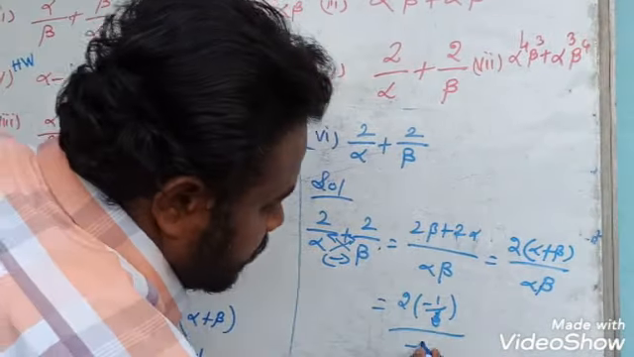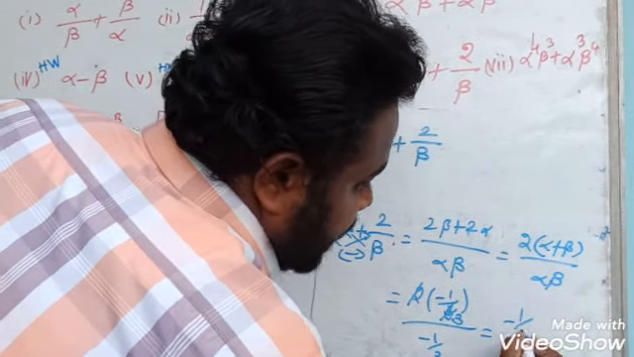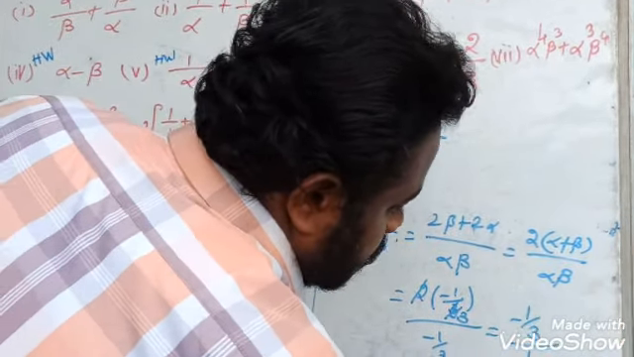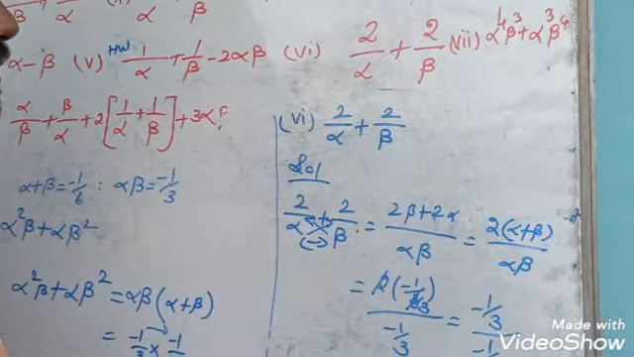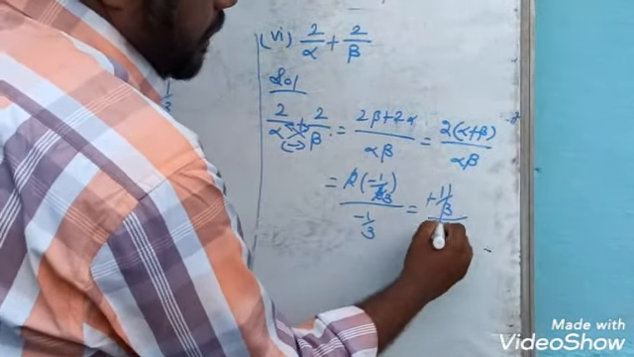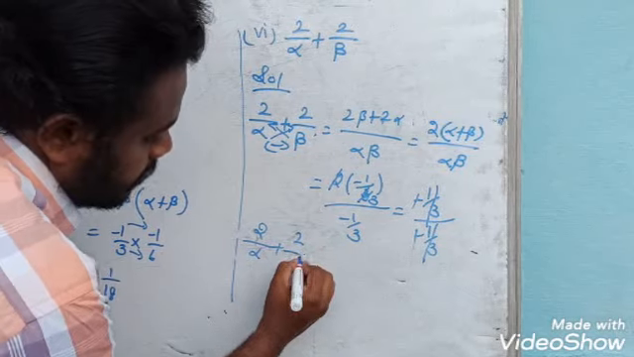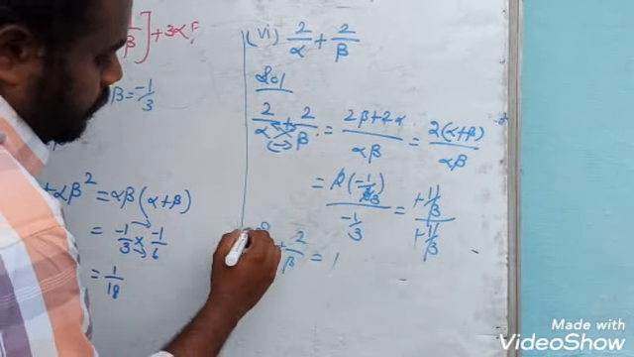Product of zeros is minus 1 by 3. So 1 2 is 2, 3 2s are 6. We get minus 1 by 3 over minus 1 by 3. It's a fraction, so the numerator and denominator are the same. Minus minus will give 1 by 3 over 1 by 3, and we get the answer. The final value of 2 by alpha plus 2 by beta is equal to 1.